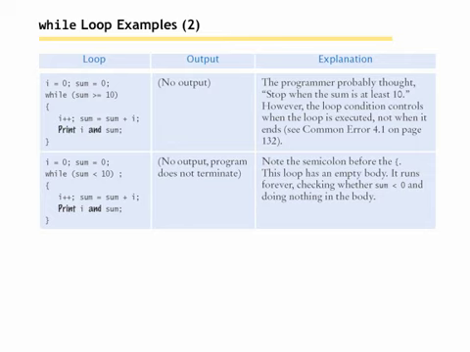Finally, i equals 0, sum equals 0, while sum is less than 10, semicolon. Note the semicolon at the end. That is syntactically correct, meaning that you won't get a syntax error as a result of that. However, it's not what we want because it prevents the loop body from being executed. So do not put a semicolon at the end of the while statement.